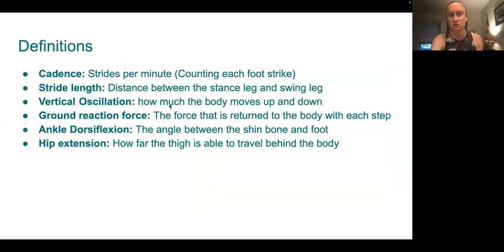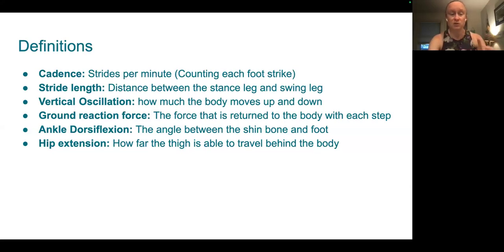This is also a measure that's in your watch or in Garmin. It's often called vertical ratio. And then some watches are able to measure the actual amount of vertical oscillation, or at least estimate it. Ground reaction force is something I'm going to reference throughout, but that's the force that is returned to the body with each step. If you remember from physics class, there's an equal and opposite force anytime two objects contact each other. That would be you and the ground, right? We exert a force into the ground, and the ground exerts a force back to us.